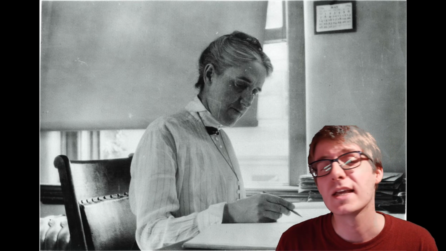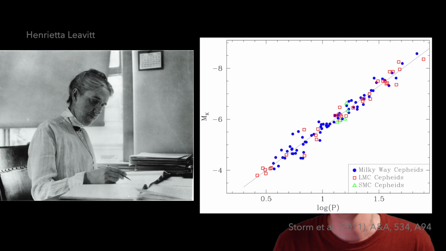Cepheids have been known for a long time. However, it was Henrietta Leavitt in 1908 who made a remarkable discovery while she worked as an assistant in Harvard. She plotted the periods of Cepheids against their brightness and found them to be linear in log space. This means, in order to measure distances to Cepheids, the only thing you need is a telescope and a clock.